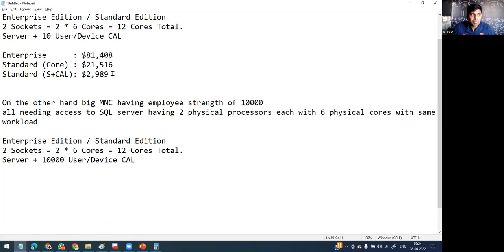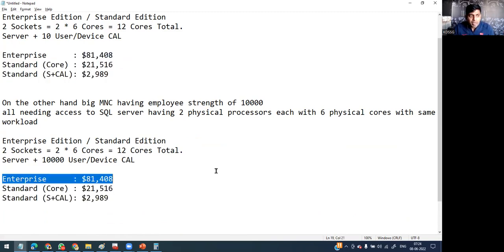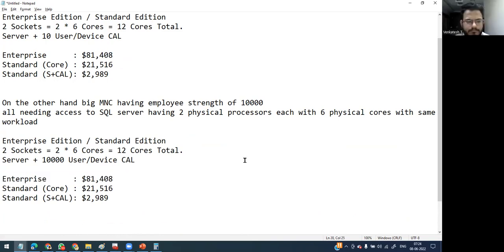So you tell me the math, sir. Please help me. If it is enterprise, that will remain the same. Got it? Above also 12 cores, below also 12 cores, same math, sir. No need to change the math. Standard also same. No need to change the math.